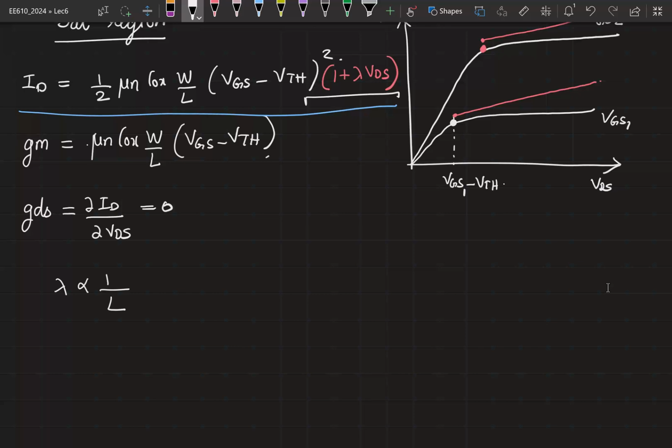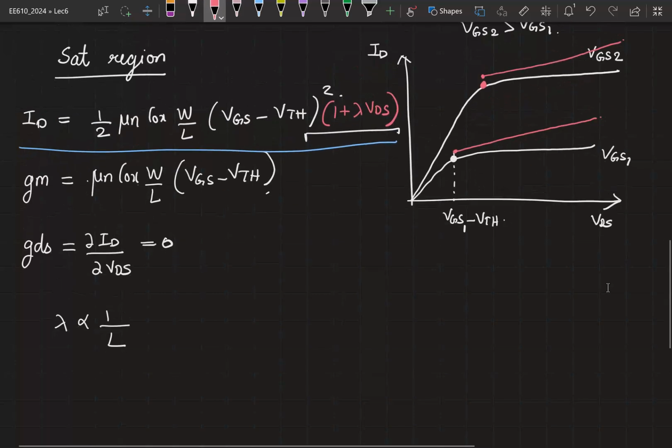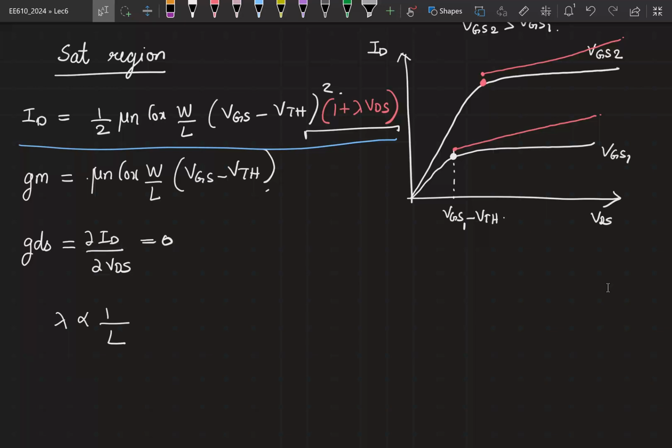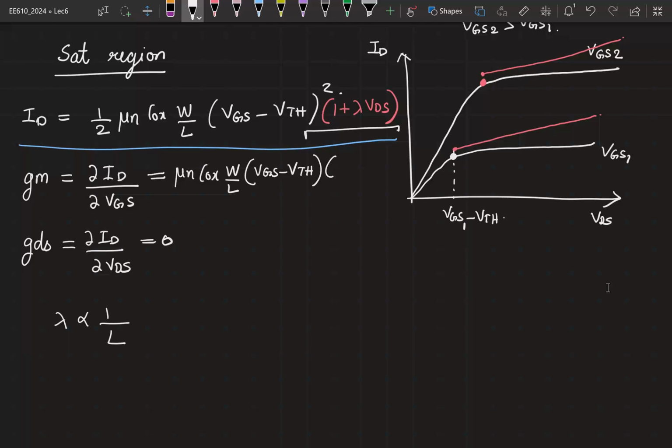What happens to the equation of GM? So what is GM? What is the fundamental definition? GM is your Y21. And what is the fundamental definition? Dou ID by dou VGS. So now can you give me the expression? Into 1 plus lambda VDS.